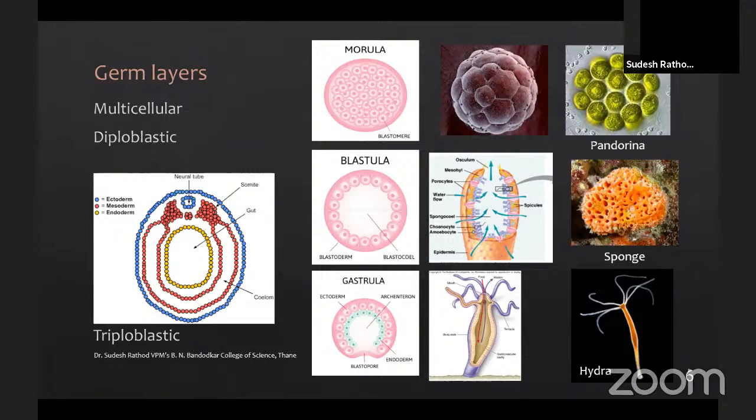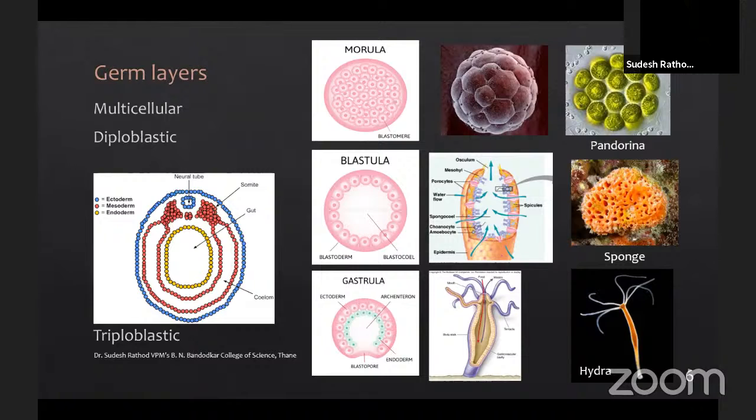Now, if I talk about gastrula, the blastula becomes invaginated. And because of invagination, you will find there are two layers developed in the gastrula. The external is called ectoderm and the internal is called endoderm.